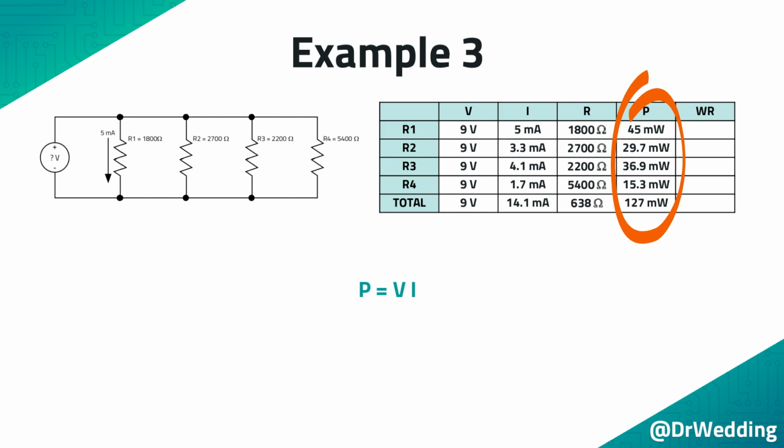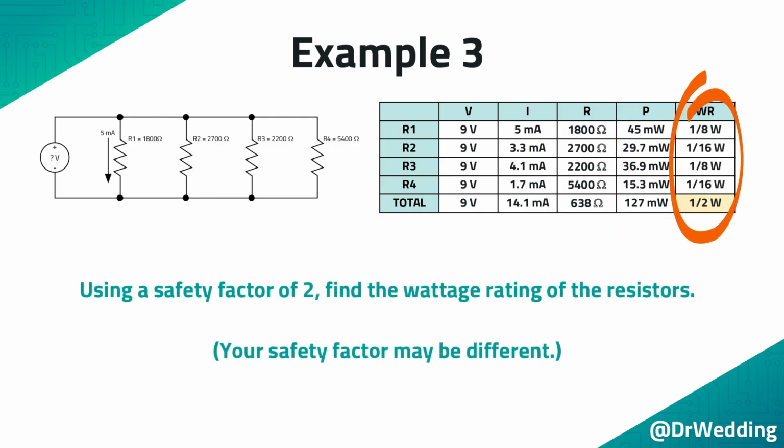Using the power equation, you can find the power dissipated by the 4 resistors and the power the supply is delivering to the circuit. Using a safety factor of 2, the power for each resistor is doubled. It is then rounded up to the nearest resistor. As before, the wattage rating of the total is the minimum value the power supply must be able to generate in order to power the circuit.